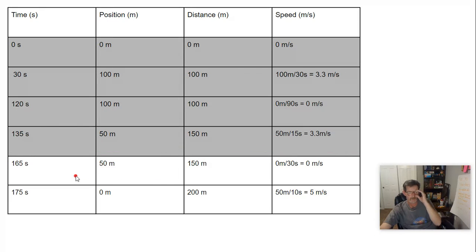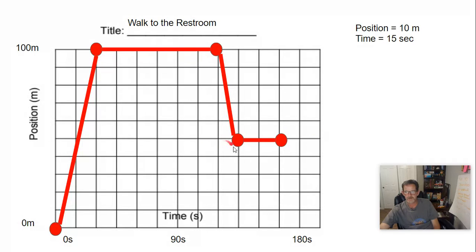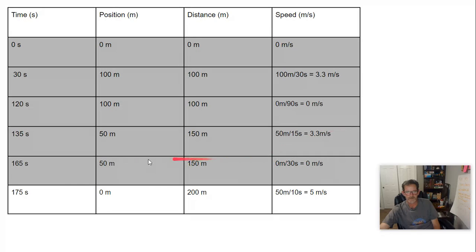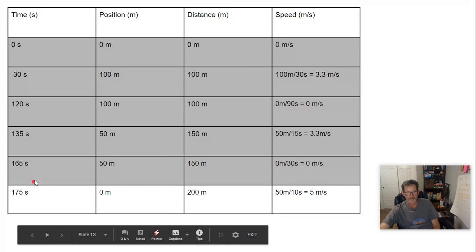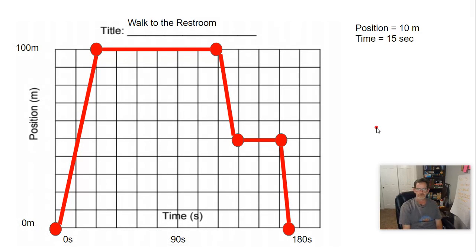This is when we stop and talk to our friend for 30 seconds, sorry. And once again, we were stopped and talking, so we're still 50 meters away. So I go back to my graph. I plot that. 15, 30 seconds. There I am. I connect the line. I end up finishing talking to him. So I'm done there. Now I hustle it back. And in 10 seconds, I go the rest of the 50 meters back to my 0 position at the classroom. And so the final graph would look like so.